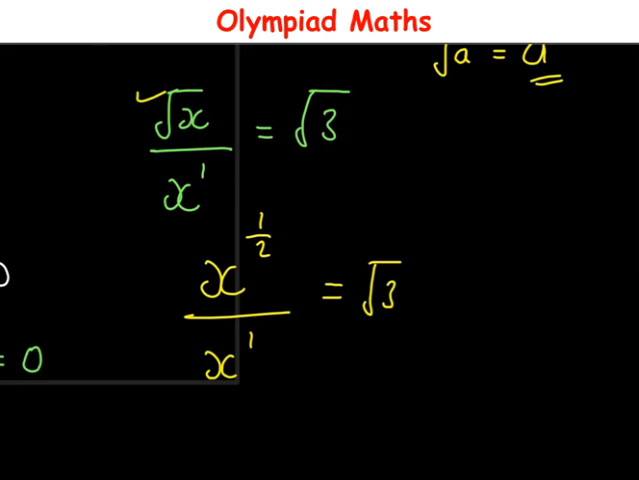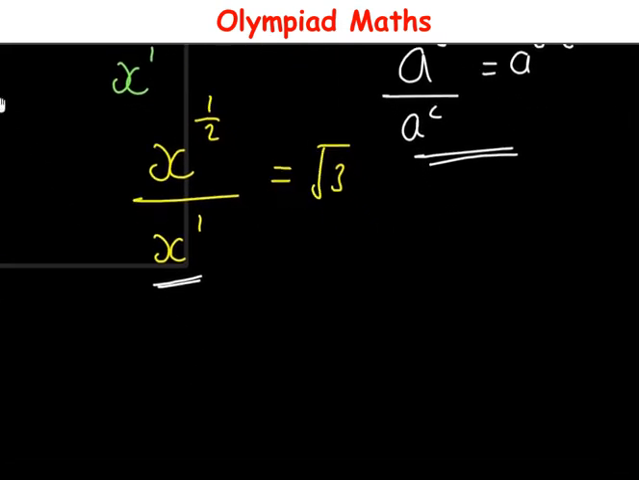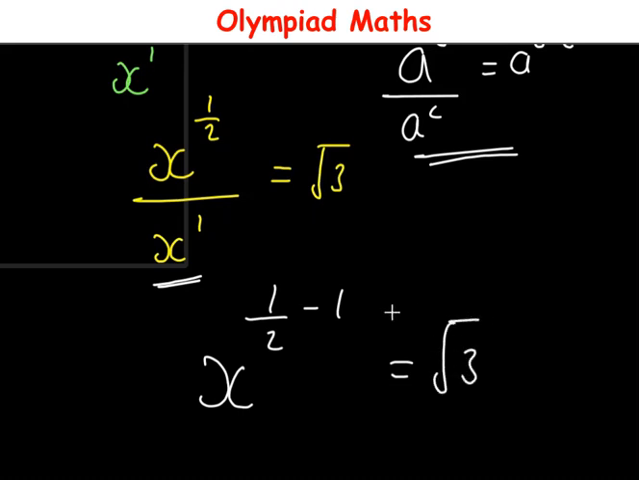And then following this rule of indices, that if you have a raised to power b over a raised to power c, this equals a raised to power b minus c. So applying this here, since we have the same base, you pick x and then we subtract the powers because they are joined by a division sign. So x to the power 1 over 2 minus 1 is equal to square root of 3.